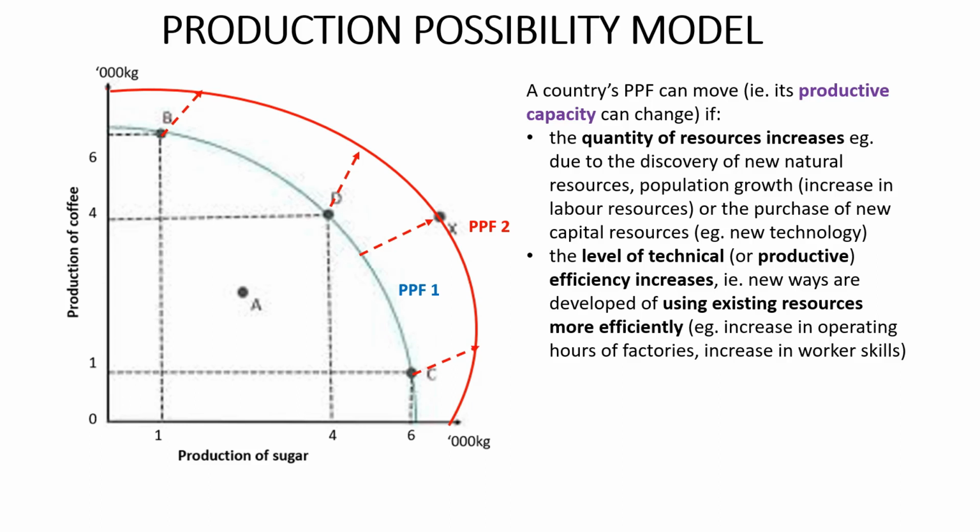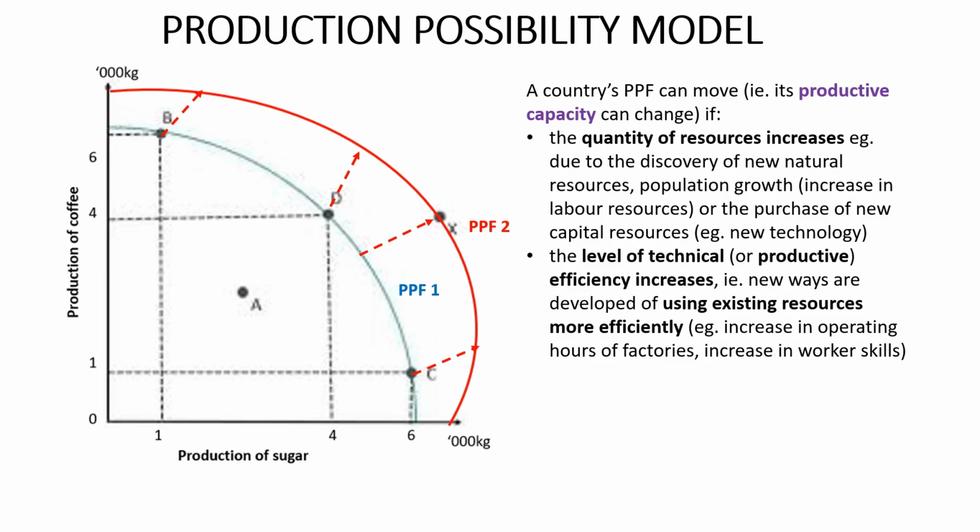First, there could be an increase in the quantity of the country's resources. This could occur where, for example, new natural resources are discovered, there is growth in the population, which will increase the quantity of labour resources, or producers purchase new capital resources such as new technology like robots.